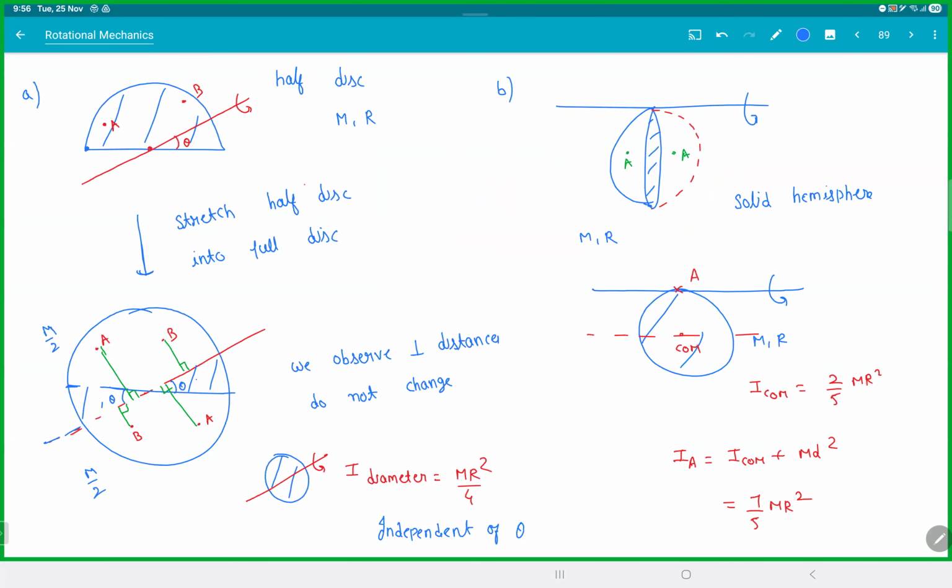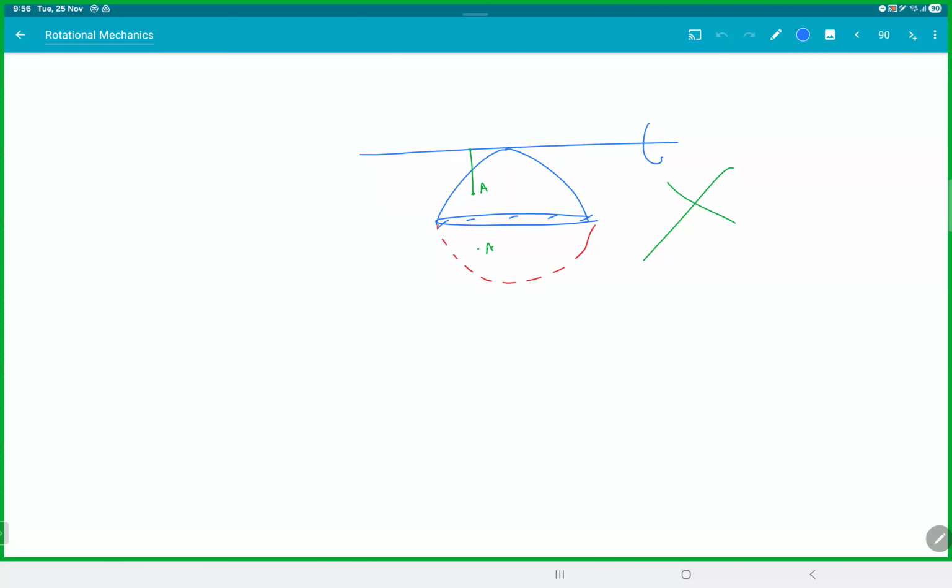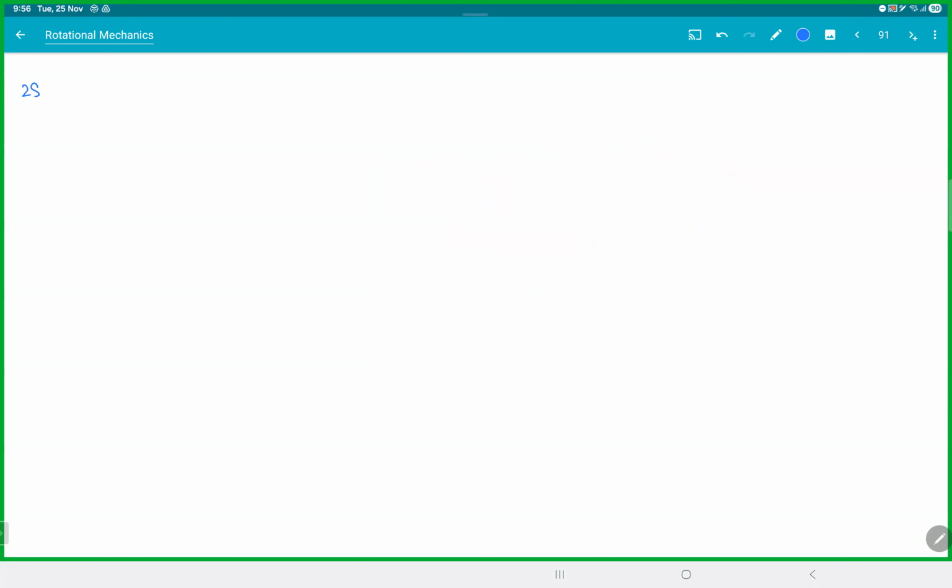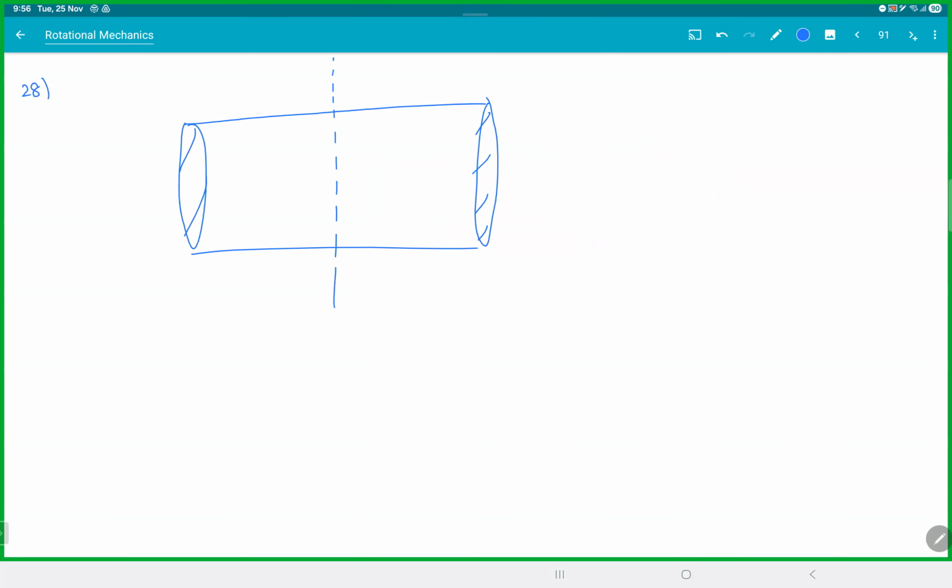Let's see one more. This is a good one, right? They did ask it in mains also. This will be a direct result in the exam, but let's see how to derive this. We have a solid cylinder and the axis is passing through the center of the cylinder. Radius is r, length L by 2 on each side, mass is m.